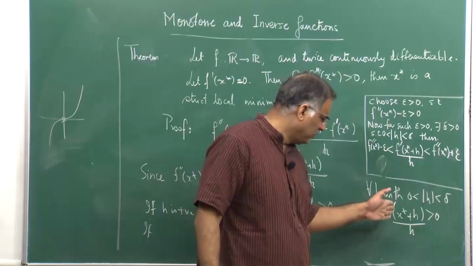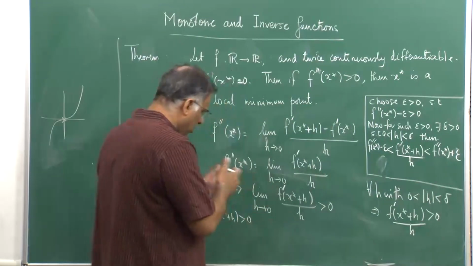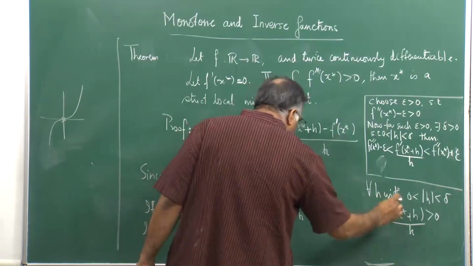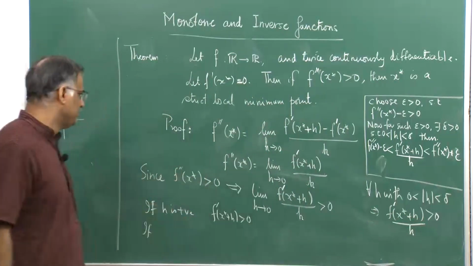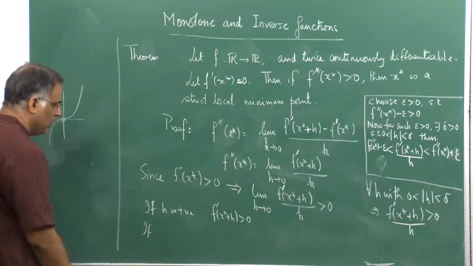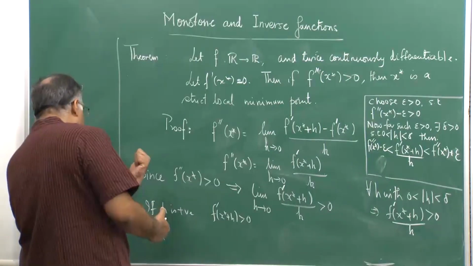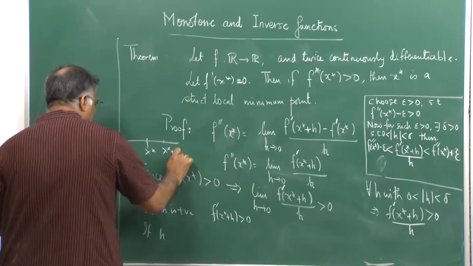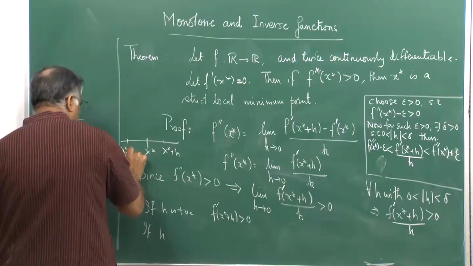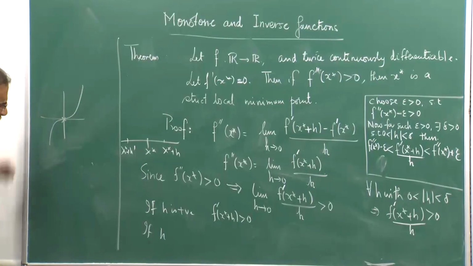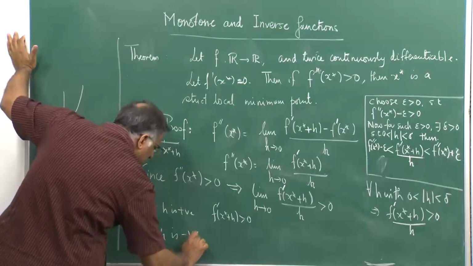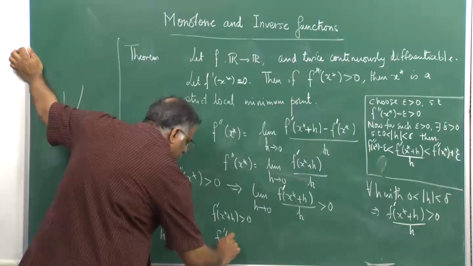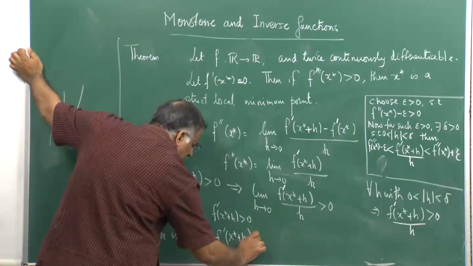So, from x star to x star plus h, that is up to x star plus delta, f dash of x star plus h is strictly bigger than 0. But if h is negative, that is, you are moving towards the left of x star, then f dash, because I will multiply by a negative number, this sign will change. So, f dash of x star plus h is negative.